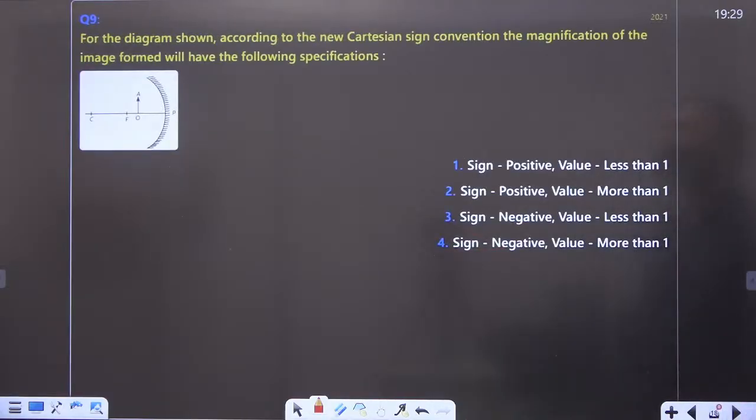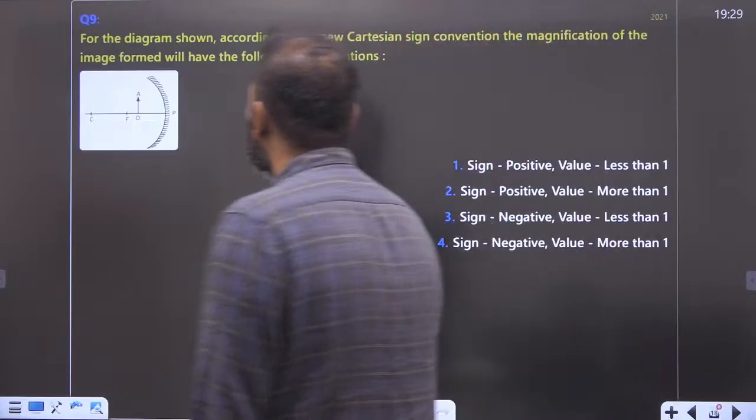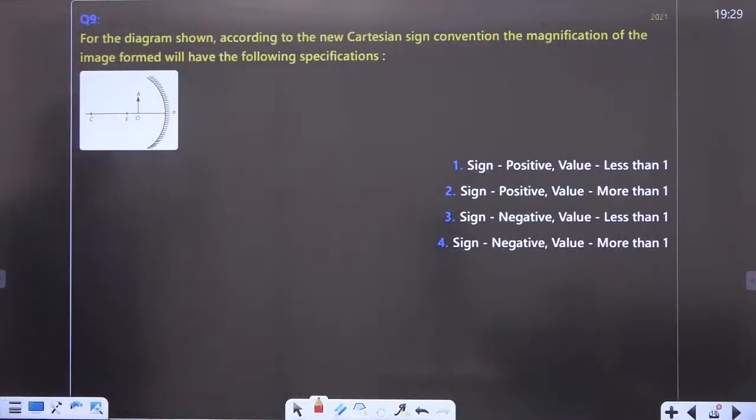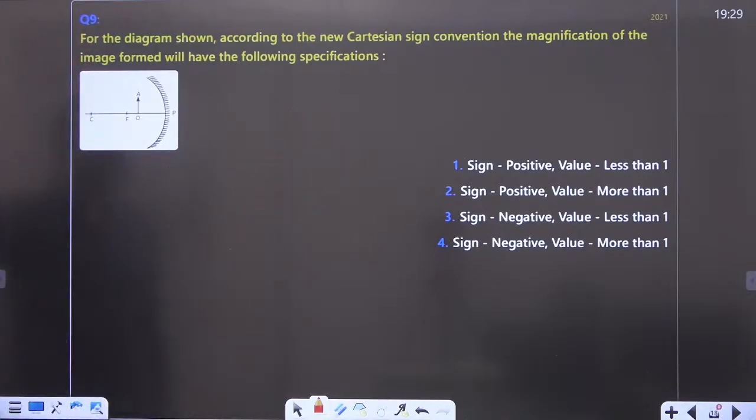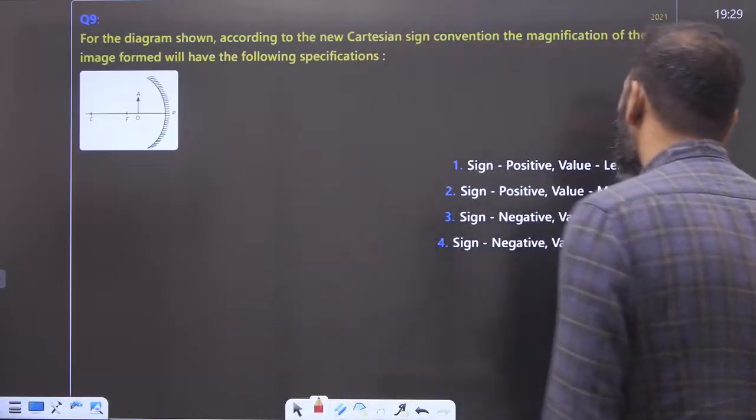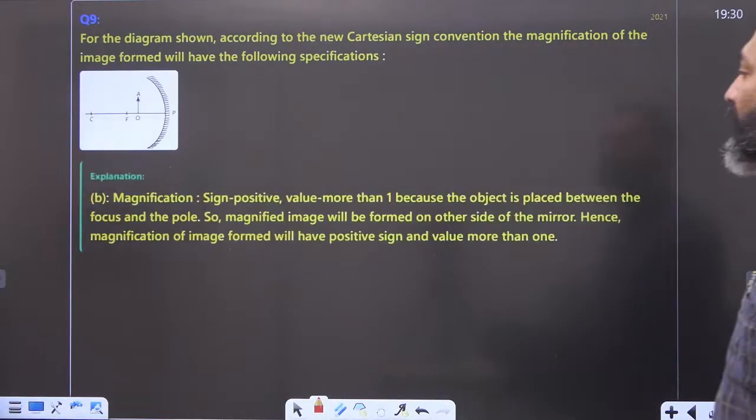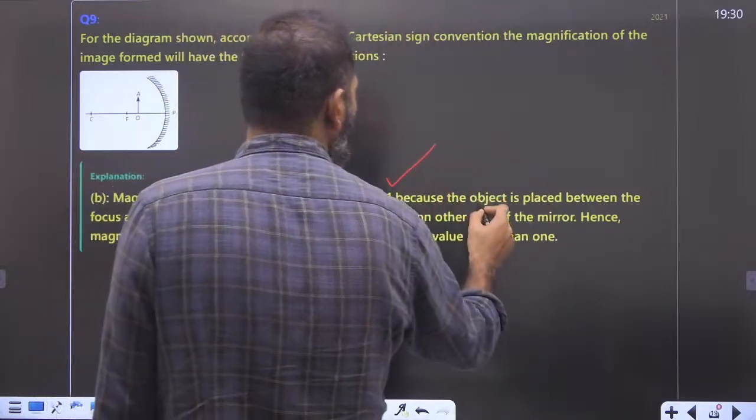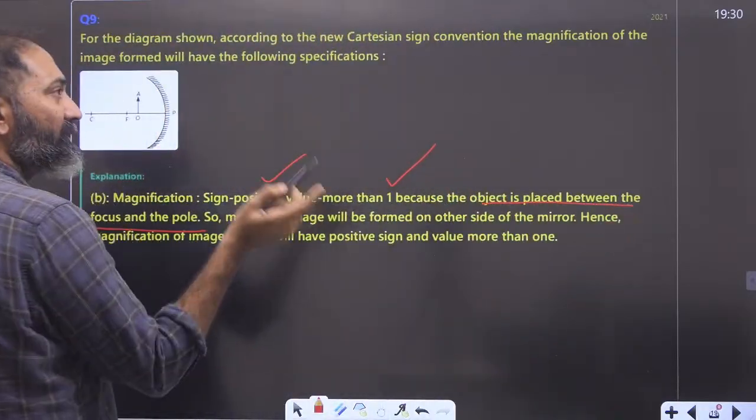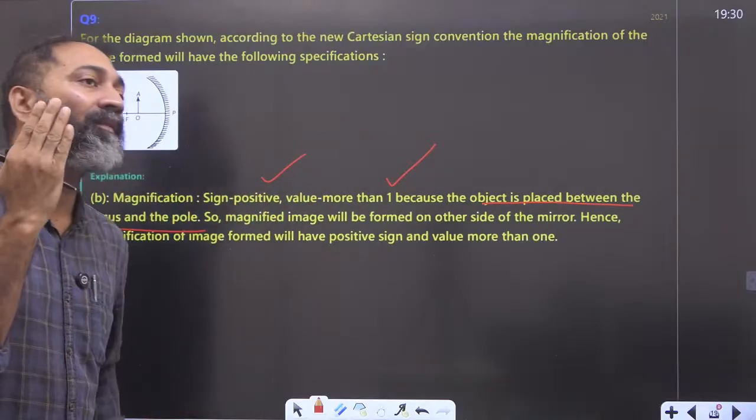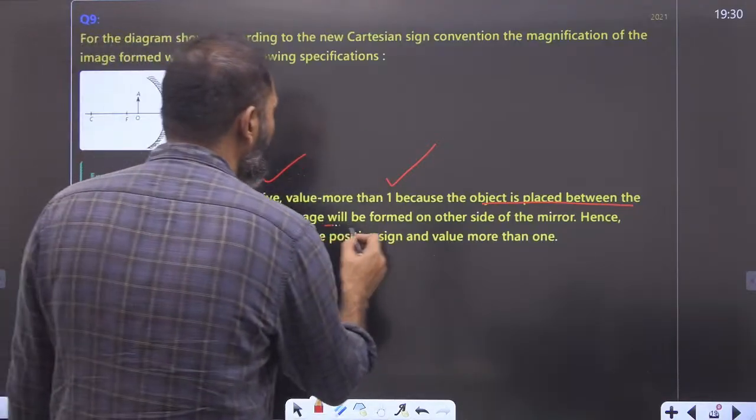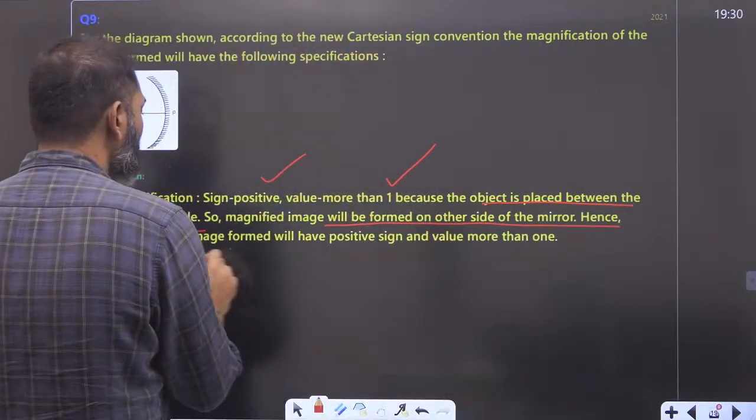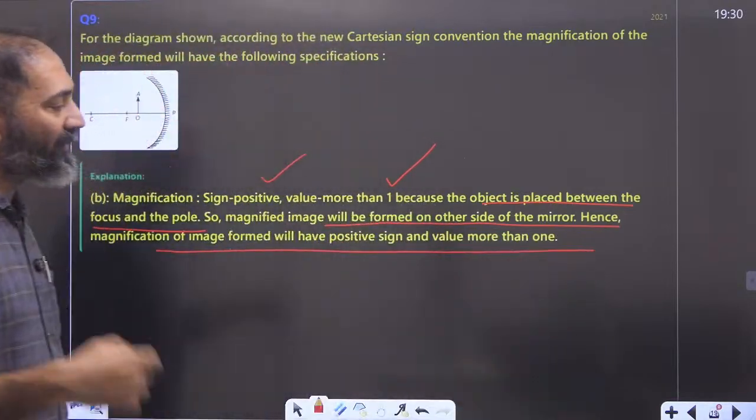For the diagram shown, according to the new Cartesian sign convention, what will be the magnification of the image formed? Here it is a concave mirror. The image will be formed behind the mirror, so it will be virtual, erect and magnified. Magnification is positive and more than 1 because the object is placed between the focus and the pole. This is a special case of concave mirror, and this is why we use concave mirrors as shaving mirrors and makeup mirrors. A magnified image is formed on the other side of the mirror. Hence the magnification will have positive sign and value more than 1.